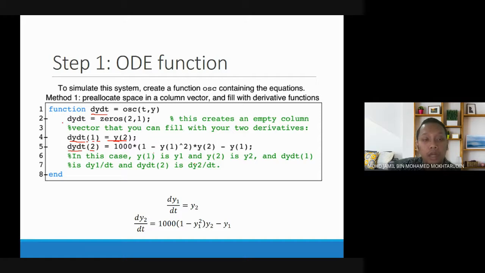Okay, so the first syntax here, the first line, line number 2, dy/dt equals zeros(2,1). The purpose of writing this is to create an empty column. I would say just write it. If there are 3 ODEs, it becomes zeros(3,1). Using the mouse is difficult. Here there are 2 ODEs, so you write zeros(2,1).